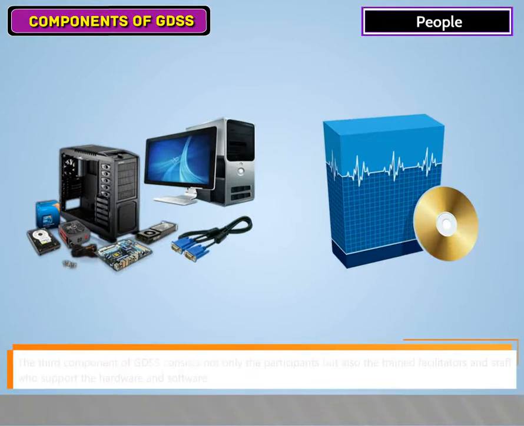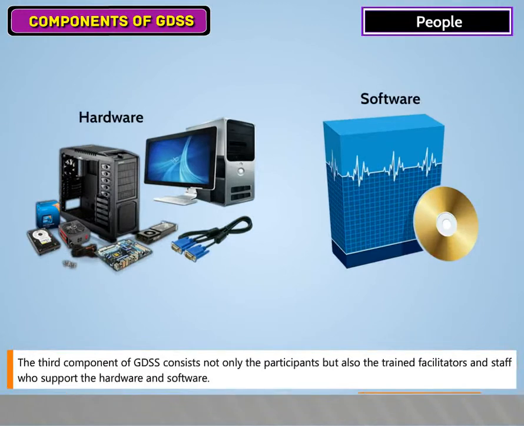People. The third component of GDSS consists not only the participants but also the trained facilitators and staff who support the hardware and software.